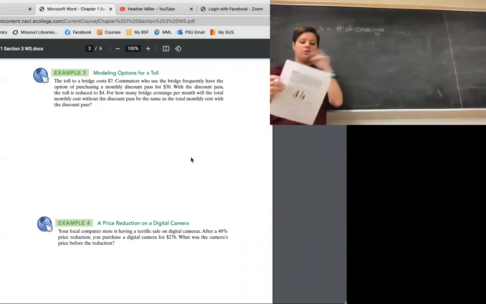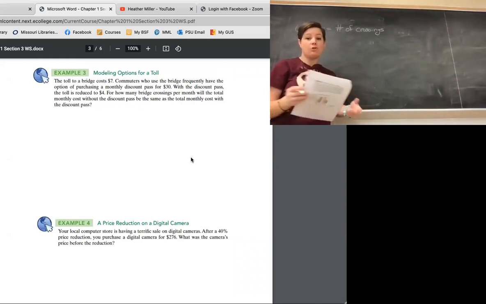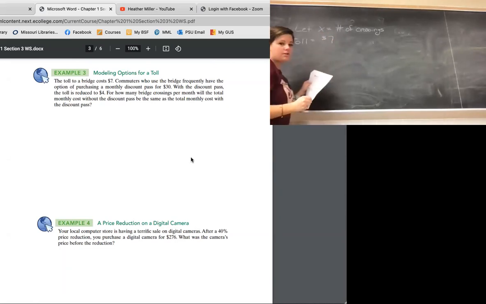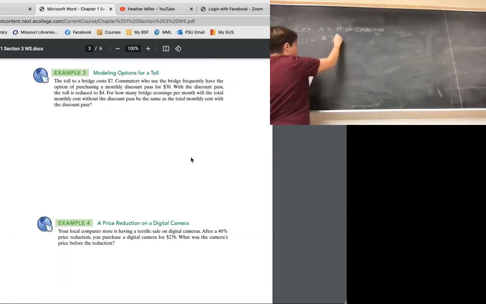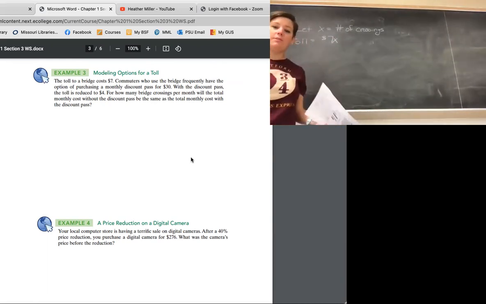Okay. Now there's two ways that we could cross the bridge. We could cross the bridge by paying the toll. So we have the tollway. And the tollway says that we have to pay $7 every single time we cross the bridge. So it's 7x, because we don't know how many times we're going to cross the bridge, but we know every single time we cross, it's $7.